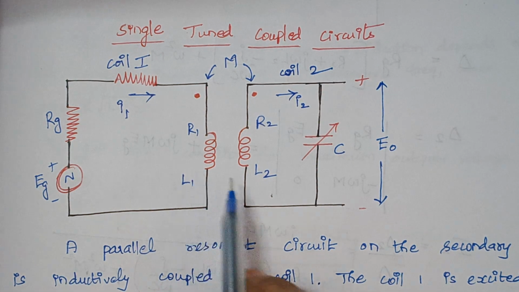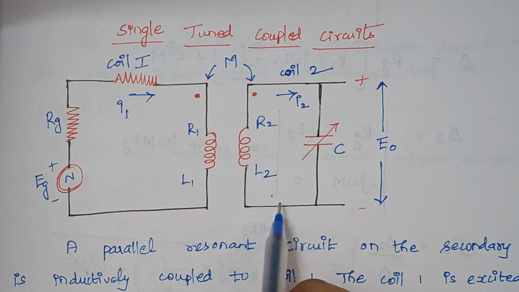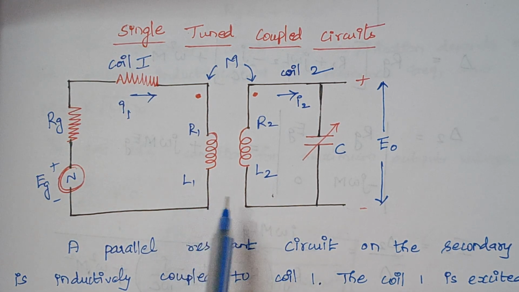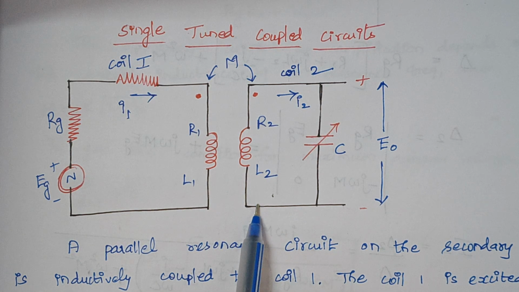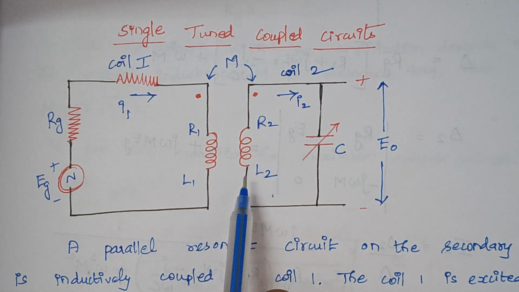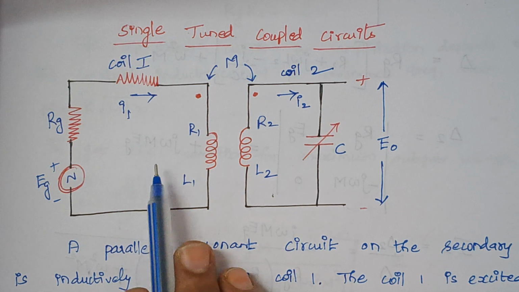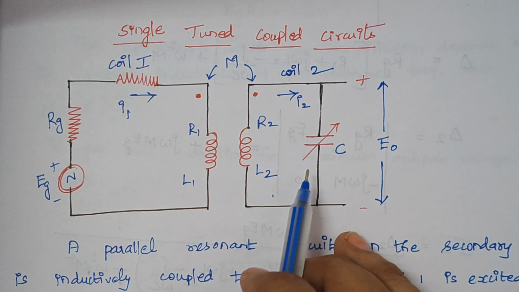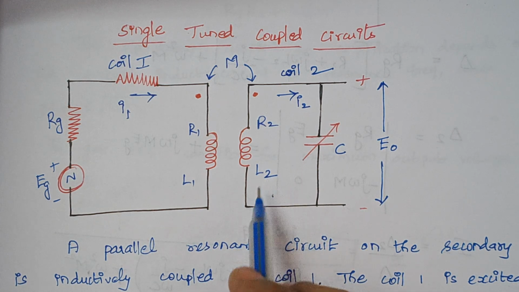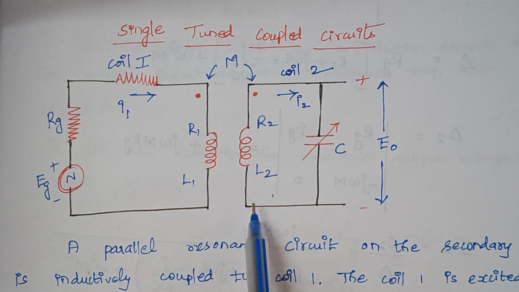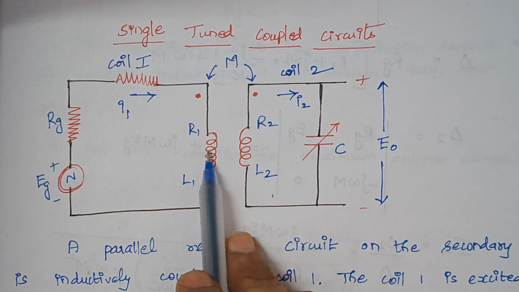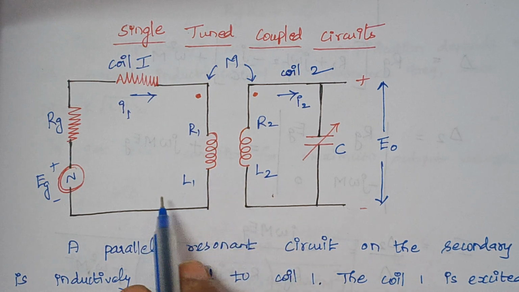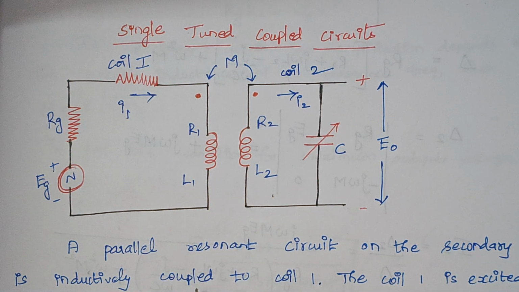So here this is the diagram of a single tuned coupled circuit. In this case the two circuits are said to be coupled, that is, the current flowing in one circuit will influence the other circuit. So they are said to be coupled. In addition, they are said to be inductively coupled, because these two are the inductors. Only by means of these inductors are these circuits coupled.